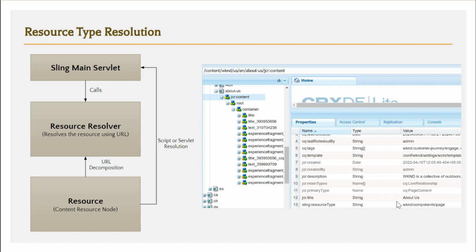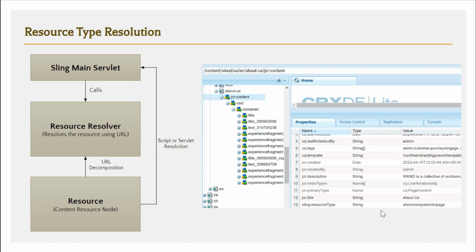So what is the path? This path will again be passed on to the resource resolver. Earlier we passed a path to the resource resolver. Now this path will be passed on to the resource resolver to identify what is the script that needs to be rendered.